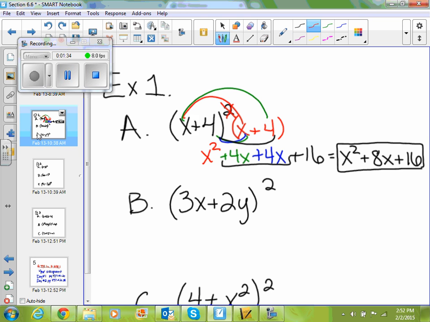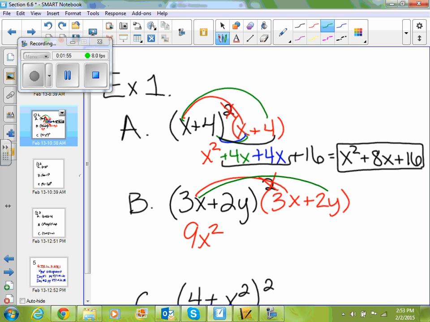Okay, so let's do another one. So 3x plus 2y squared. You cross off the squared, and you rewrite 3x plus 2y. Okay, so let's FOIL. So 3x times 3x is 9x squared. 3x times 2y is, 3 times 2 is 6. Then we have an x, and we have a y. So 6xy.